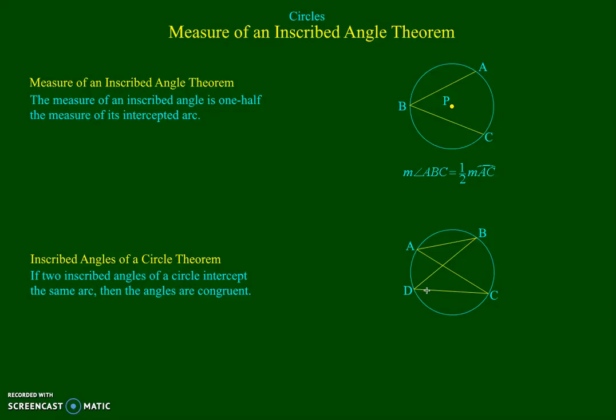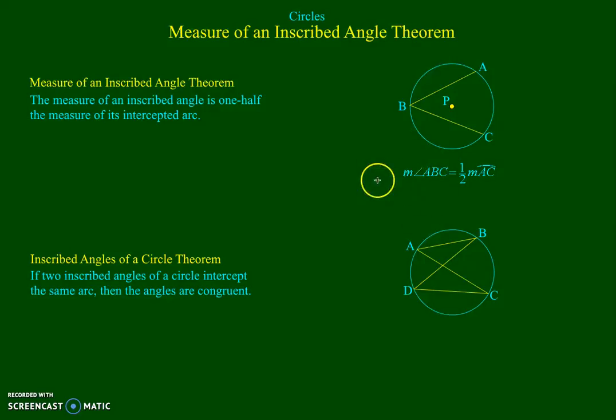Now the tricky part of this theorem is it works in both directions. You can clearly see here that angle ABD is intercepting arc AD, and ACD is also intercepting arc AD, which means that angle ABD, or angle B here, is congruent to angle C, or angle ACD. So this angle is congruent to this, and this angle is congruent to this. That's the nature of this theorem.